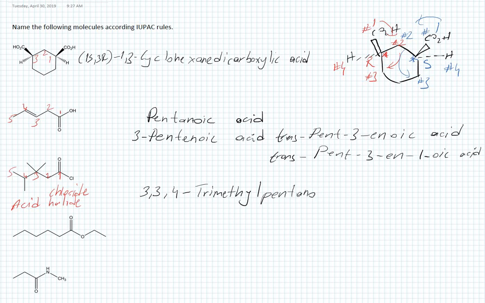Instead of oic acid, we have to say oyl chloride. So again, like we reported the location of substituents, we treat it as a carboxylic acid. We named it as a carboxylic acid, and we replaced oic acid with oyl chloride. Okay, let's move to the next molecule.